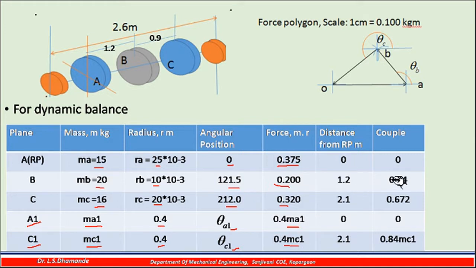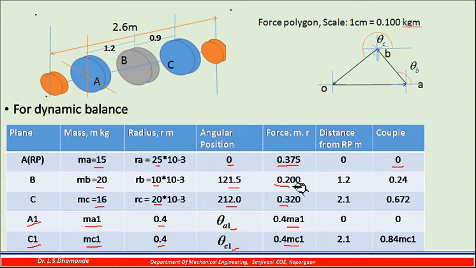Now we will try to get the couple. So for getting the couple, let us consider any one plane as a reference plane. So we are considering plane A as the reference plane. So the distance of plane A with respect to itself will be 0. So that is marked over here. And therefore, if I have to get the couple, the couple is nothing but the product of force and the distance from the reference plane. So this product will be equal to 0.